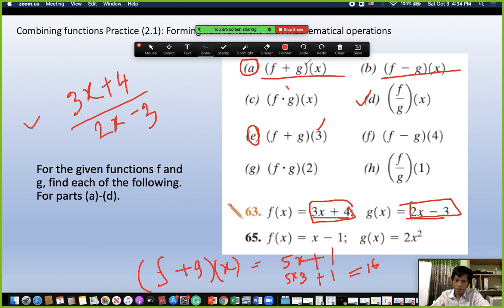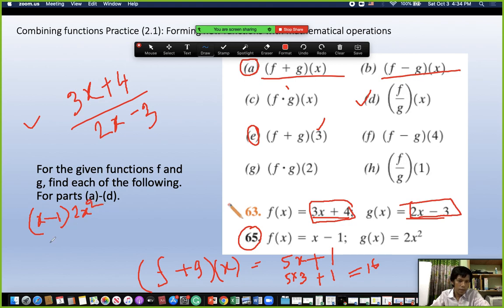First of all, if it is plus, then we have to add them. If it is multiply, we have to multiply them and write the final thing in our solution. Suppose question 65, if I show the multiplication part, then it will be x minus 1 times 2x squared.